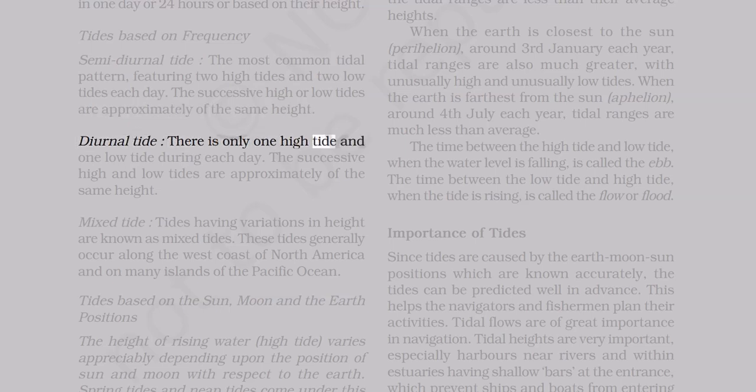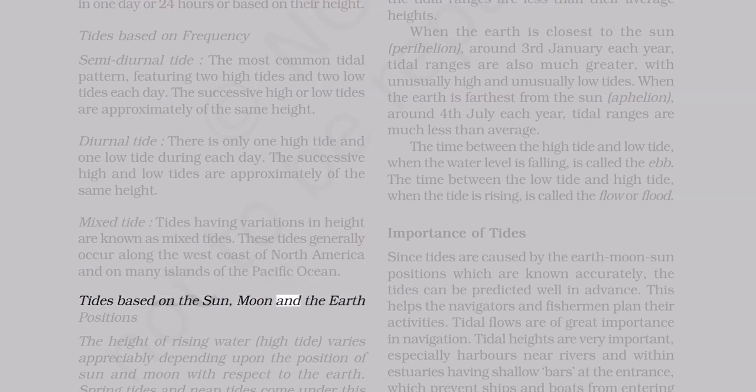Diurnal tide, there is only 1 high tide and 1 low tide during each day. The successive high and low tides are approximately of the same height. Mixed tide. Tides having variations in height are known as mixed tides. These tides generally occur along the west coast of North America and on many islands of the Pacific Ocean.